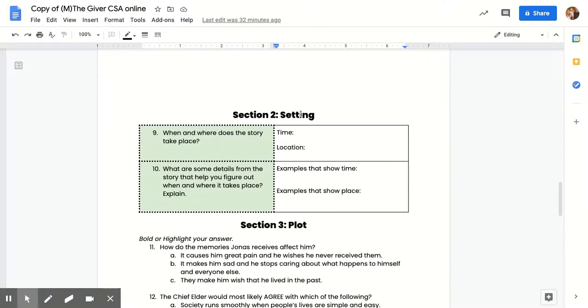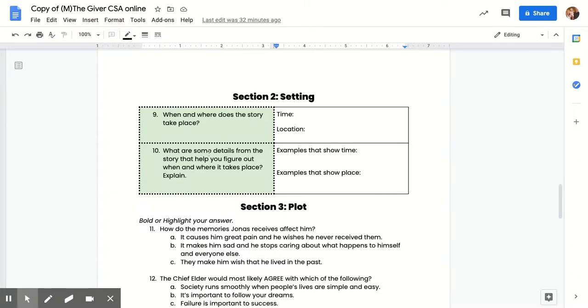Section 2. Setting. Number 9. When and where does the story take place? Give the time and location. Number 10. What are some details from the story that help you figure out when and where it takes place, and explain? Examples that show time, examples that show place. Again, providing your answers in this box.